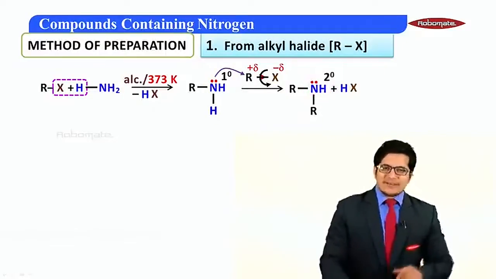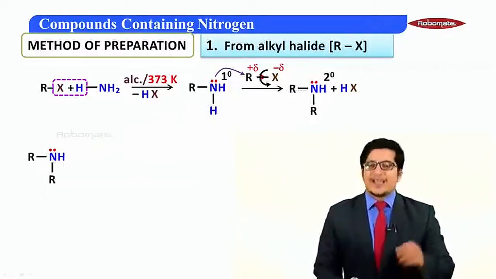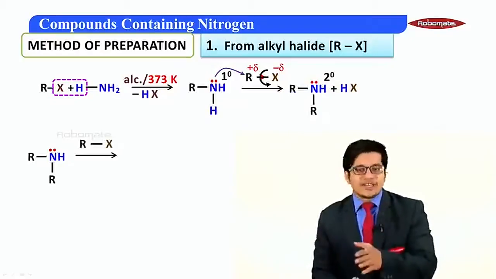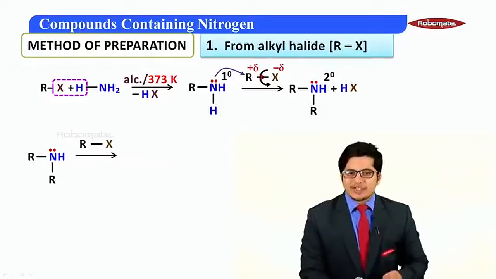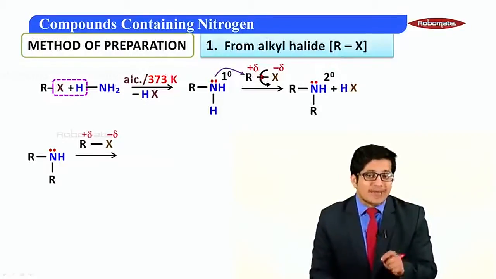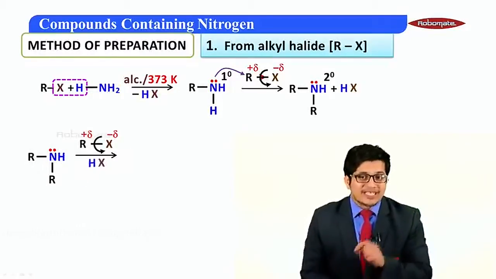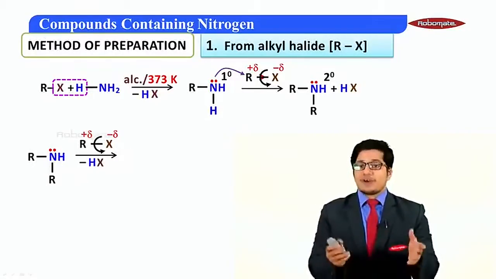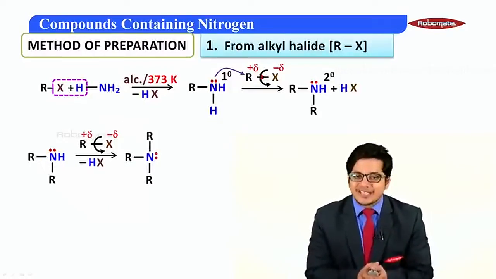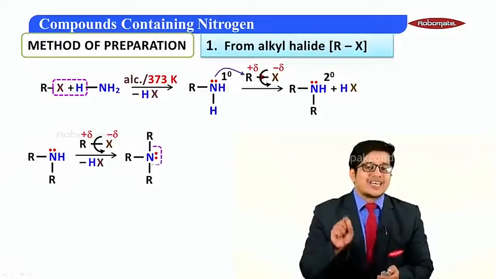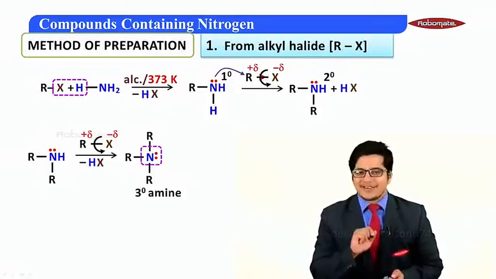Now let's take this secondary amine, and treat it again with RX. What would happen? Once again, it consists of one hydrogen. That one hydrogen would combine with X, so X would be removed, and you would get HX. Now what are you remaining with? You are remaining with R3N. That is, you now have just a nitrogen with three alkyl groups, which means it is a tertiary amine, right?